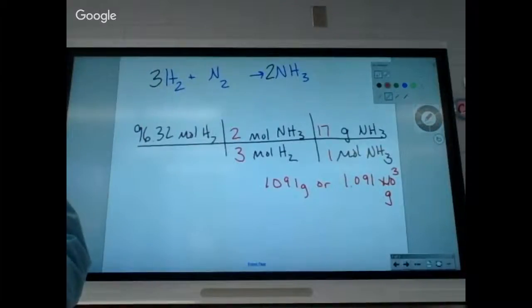1027, is that close enough? I would say that's a calculator error. It's like the one that Kevin asked about a minute ago. If you have those same numbers and you got 1027, that's a calculator error.